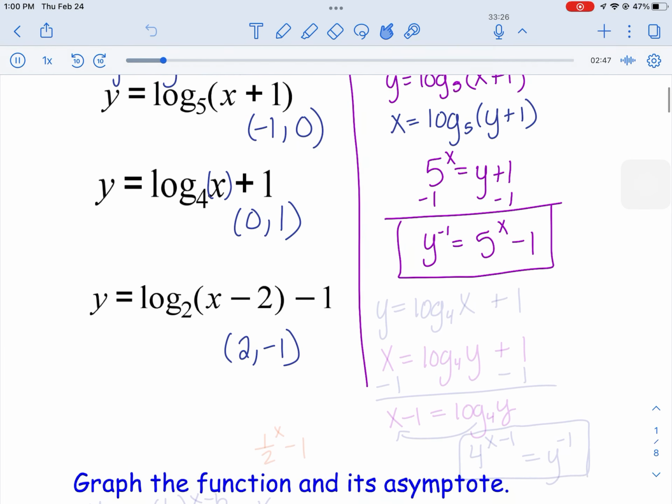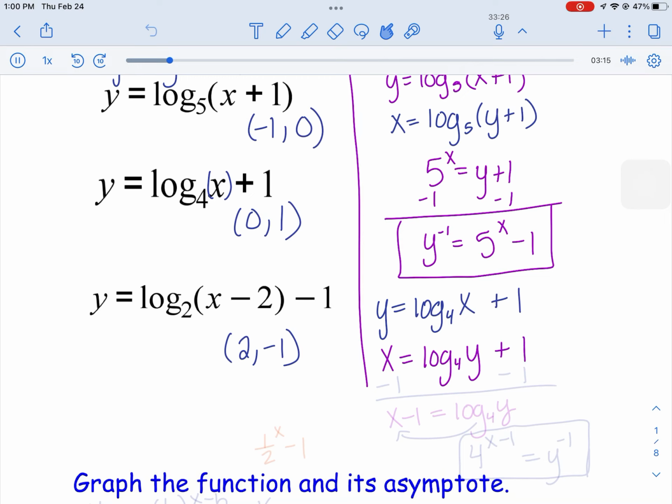I wanted to do that one because I wanted to show you how it's different than if we don't have the parentheses. So log base 4 of x plus 1 without the parentheses now, and how is that going to look different for the inverse? We start the same way. To find the inverse, you switch around the x and y. So you get x equals log base 4 of y plus 1.